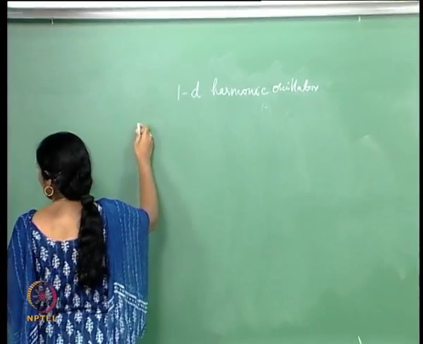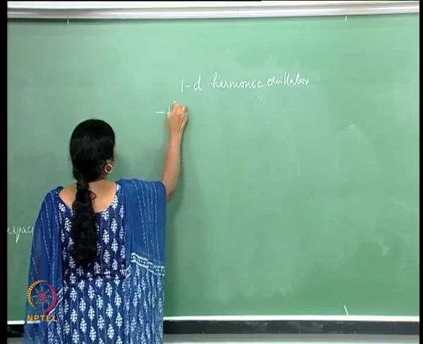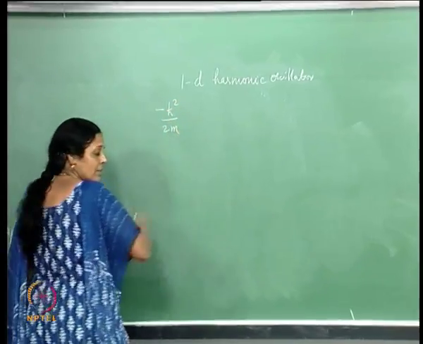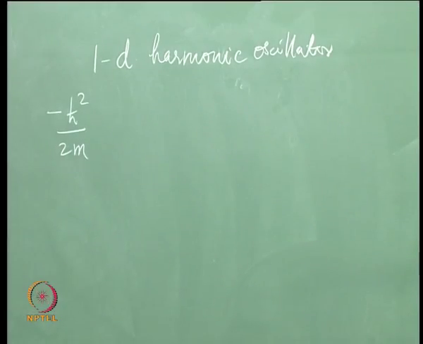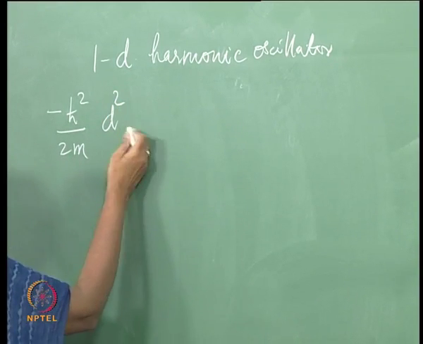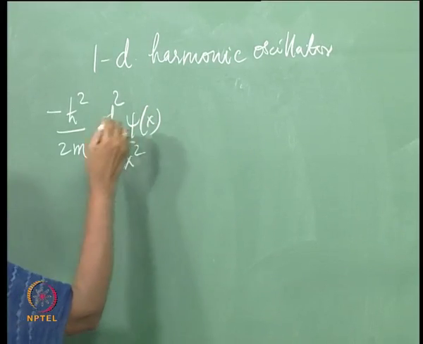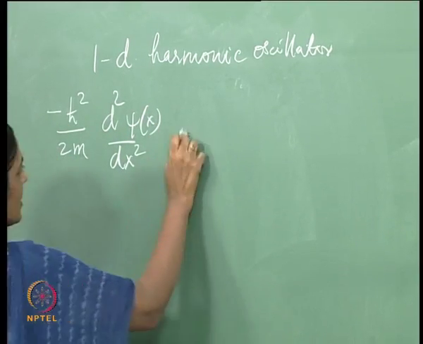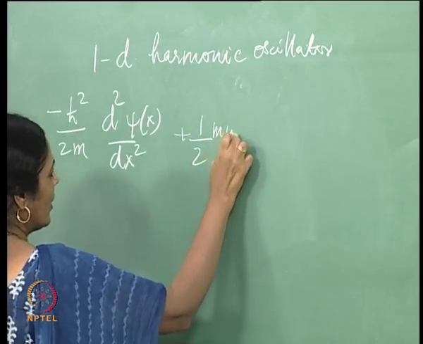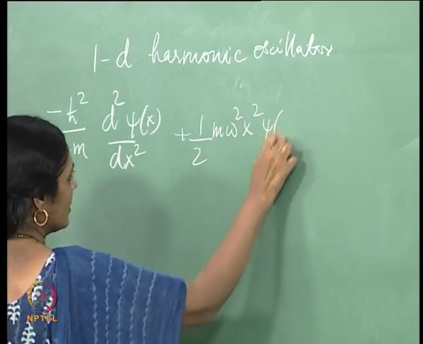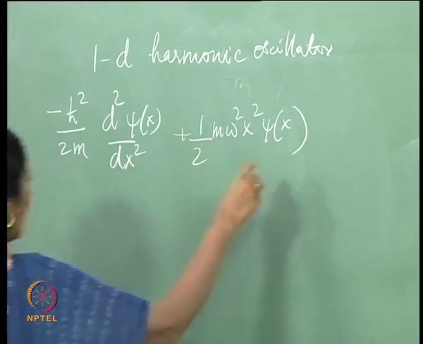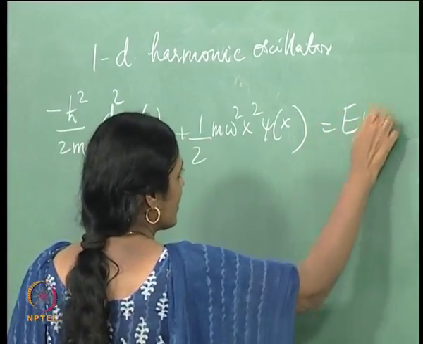So starting with the time independent equation, looking at stationary states of the oscillator, the time development is simply e to the minus iEt by h cross. So I have minus h cross squared by 2m d2 psi of x by dx squared, where psi is the wave function, plus half m omega squared x squared psi of x is equal to E psi of x.